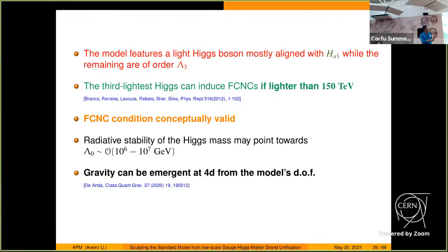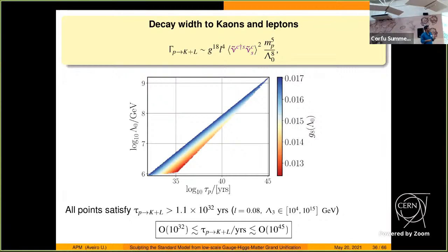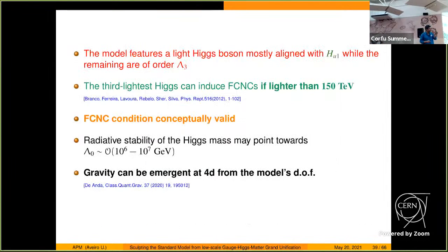But there is also a further constraint, as the radiative stability of the Higgs mass may point towards. Let me go back here. In principle, for radiative stability, you may prefer this lower region here, and of course, then you need to confront this with the neutrino masses, with the lepton masses, and also with the BSM states that are here that I don't have time to talk about. But this is the game that you need to play.